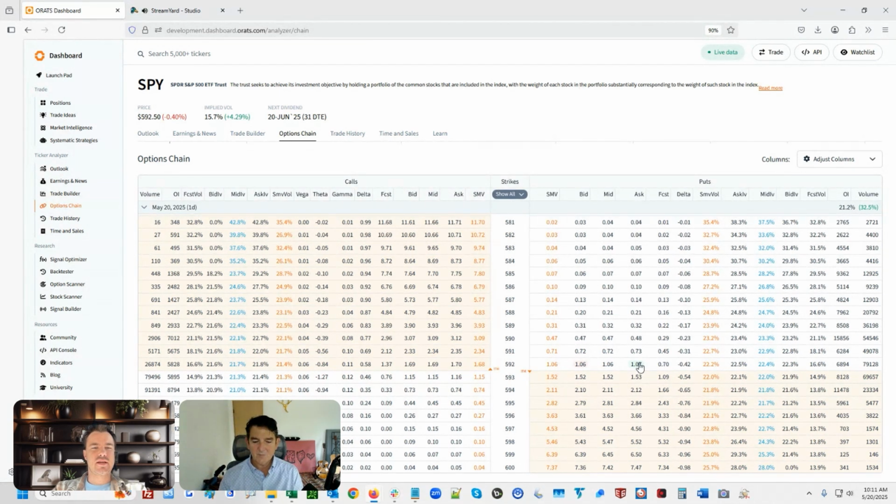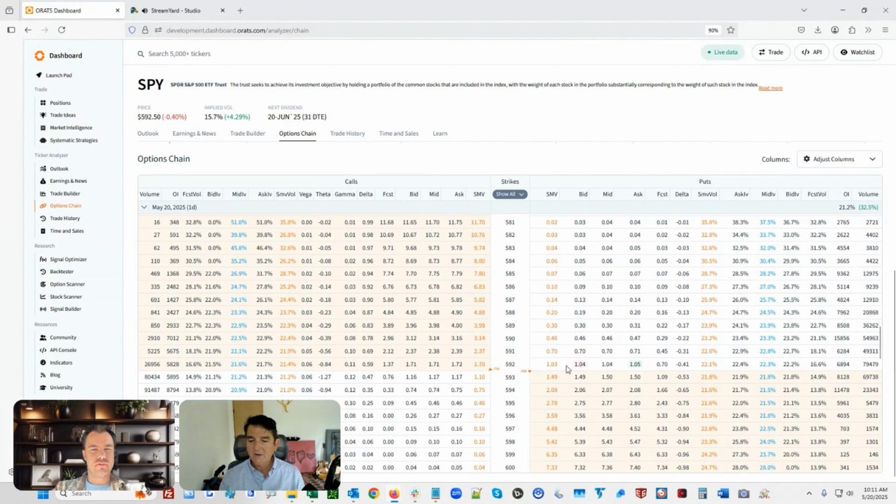Yeah, it looks like it's jumping around a lot too. It's jumping around, but it's staying. So we're more of a seller of this 592.